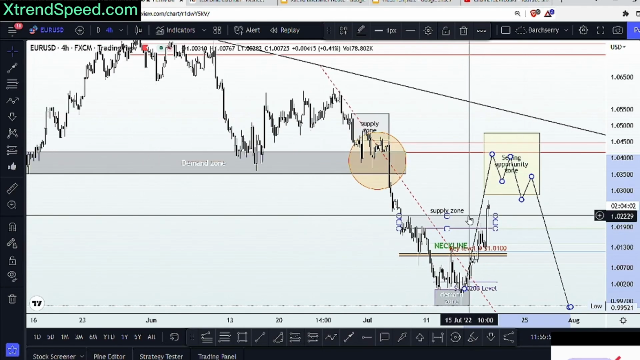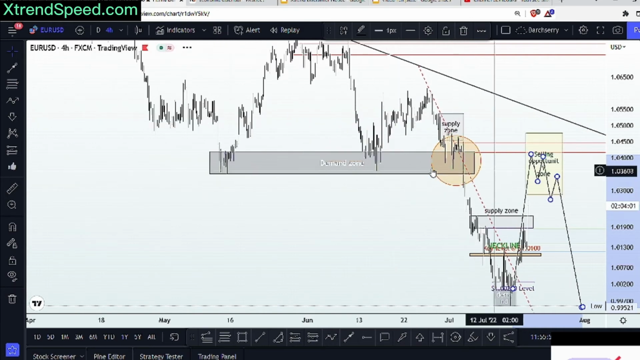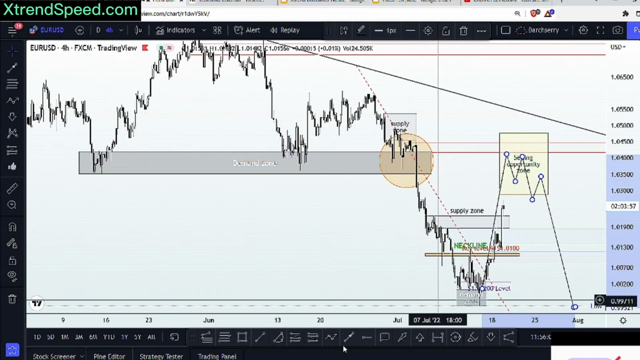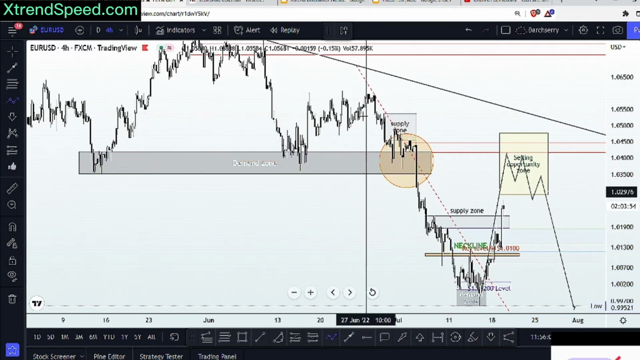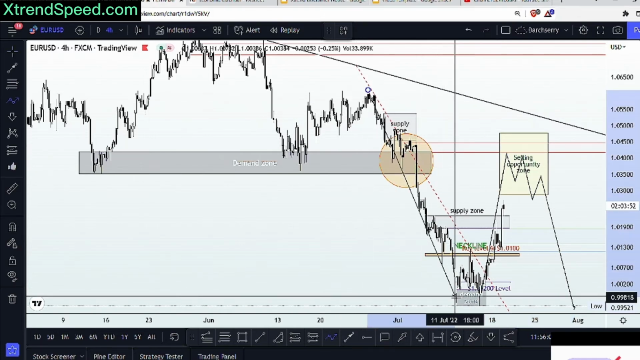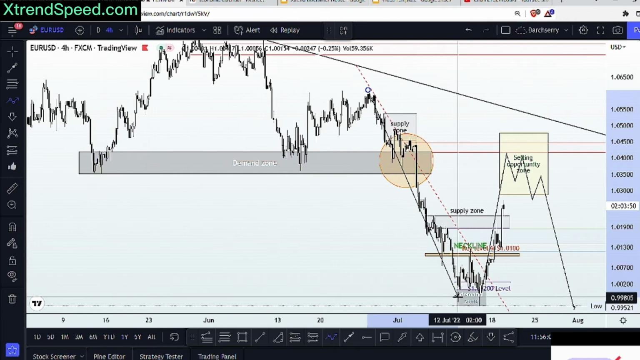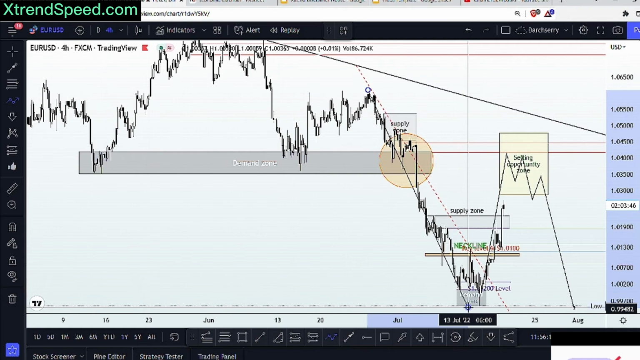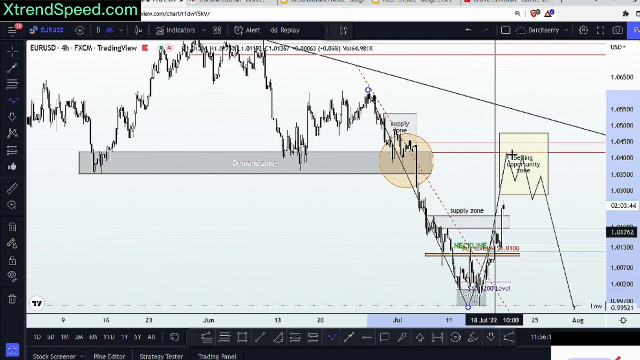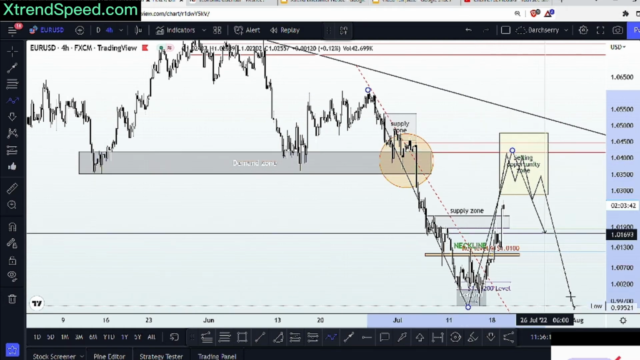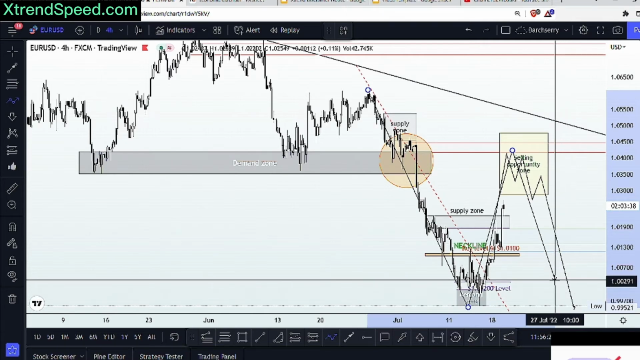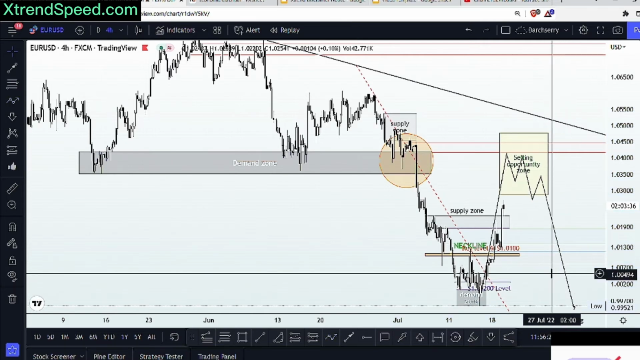And if we look left, we can see that this area at one point in time has been a demand zone which was broken. And we all understand that if price breaks a structure, if we see a breakout of structure, what do you expect? We expect a retest of that structure to push price in the direction of the breakout. So if we saw a breakout, we expect price to come and do a retest of that structure to push price to the downside.